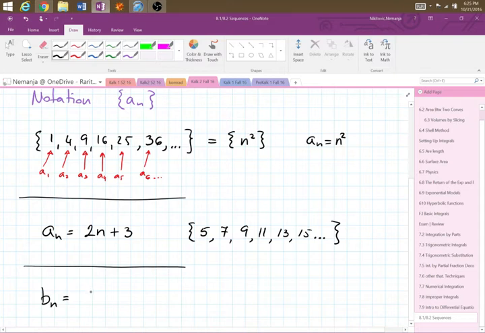How about b_n equals (n minus 1) divided by 2 to the n? So generate like 5 terms, let's say. Go with 5 terms. Starting with 1. 1, 2, 3, 4, 5.